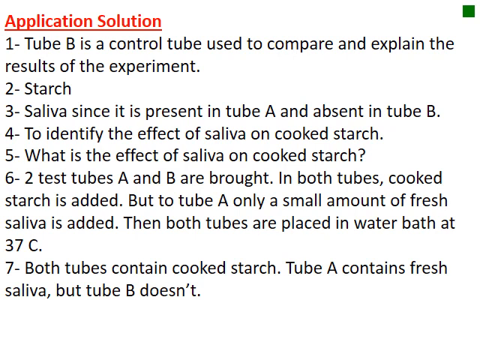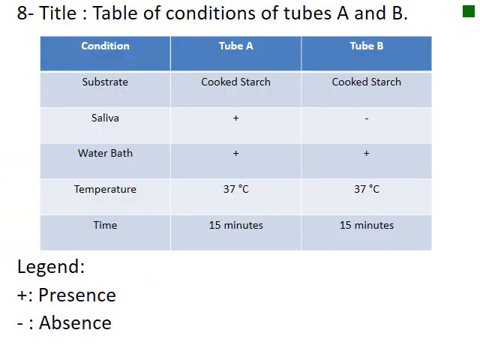Six, describe: two test tubes A and B are brought. In both tubes, cooked starch is added, but to tube A, only a small amount of fresh saliva is added. Both tubes are placed in a water bath at temperature 37 degrees Celsius. Content: both tubes contain cooked starch. Tube A contains fresh saliva, tube B doesn't.